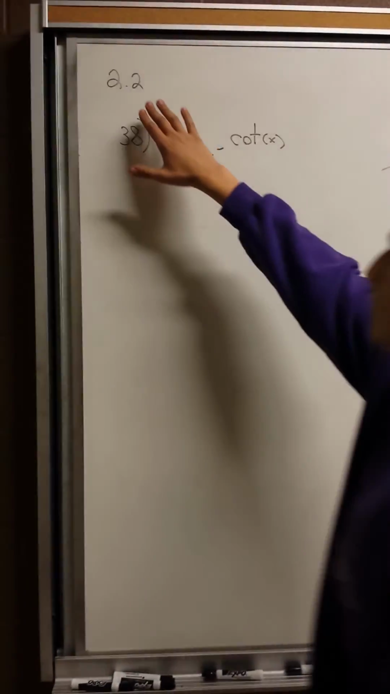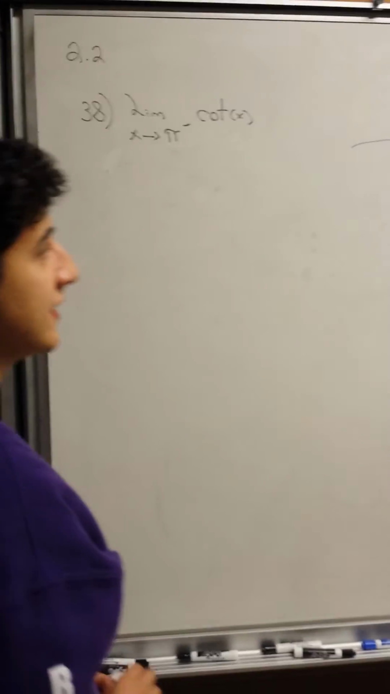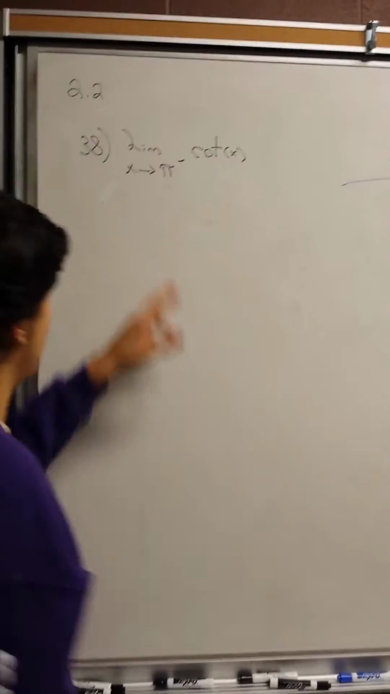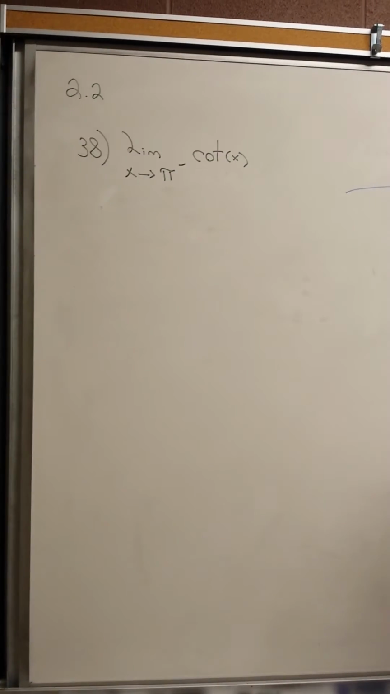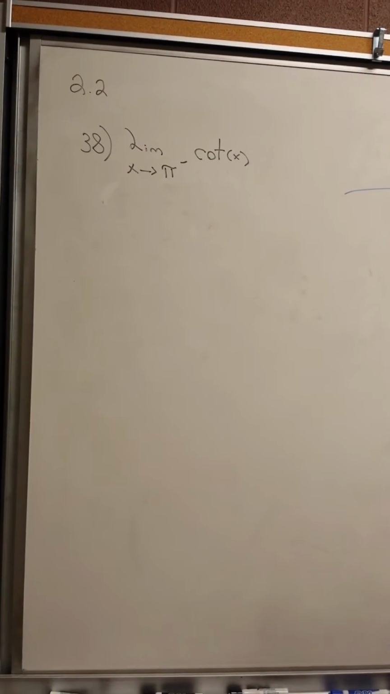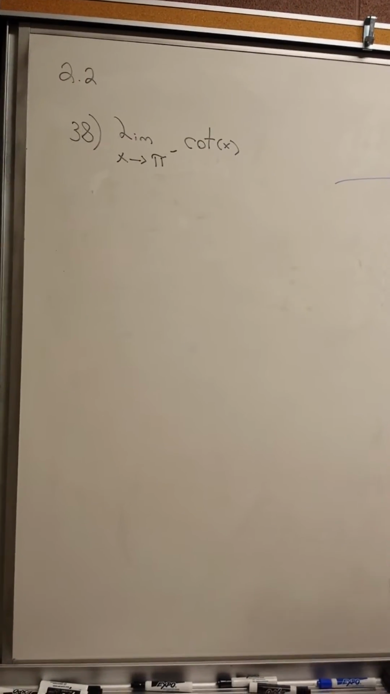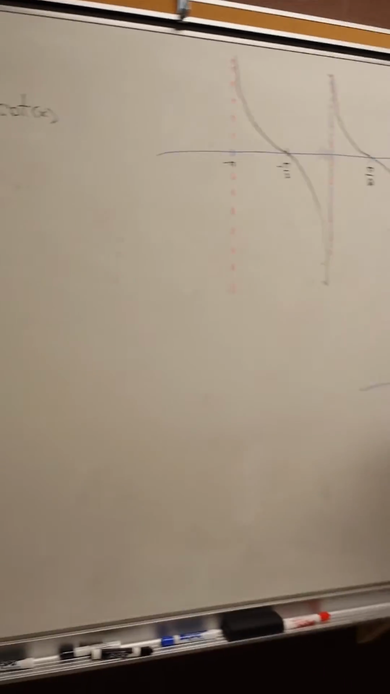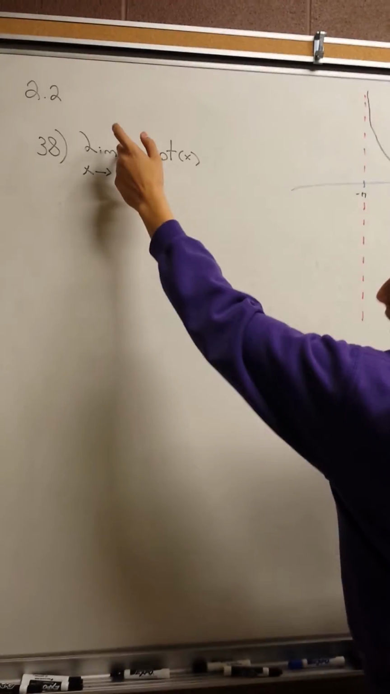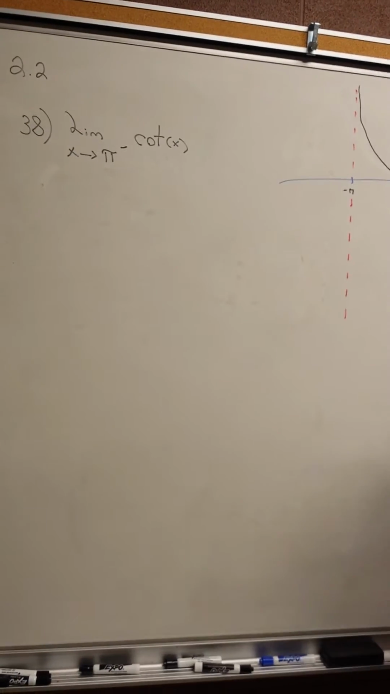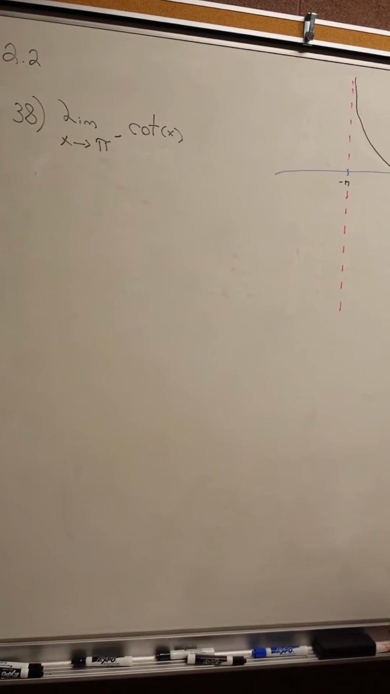The question on section 2.2, number 38, is asking to find the limit as x approaches pi from the left of cotangent of x. What does the function of cotangent of x equal at pi from the left? So as the x values approach pi from the left, less than pi, what does the y value approach? This is another way of thinking about it.